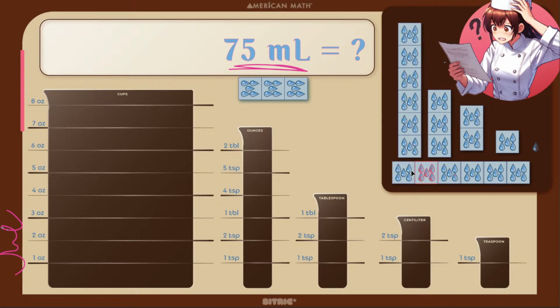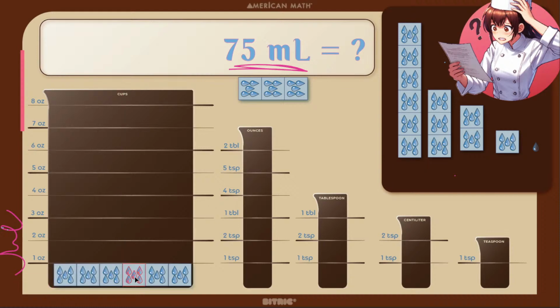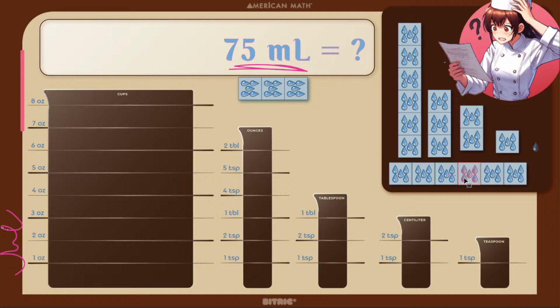Okay, so we went over previously in our last equation. We learned that 30 milliliters is an ounce, or aka 6 teaspoons, or 2 tablespoons. So we know an ounce holds 30. We can fit 30 into 75. Boom. So then another 30.